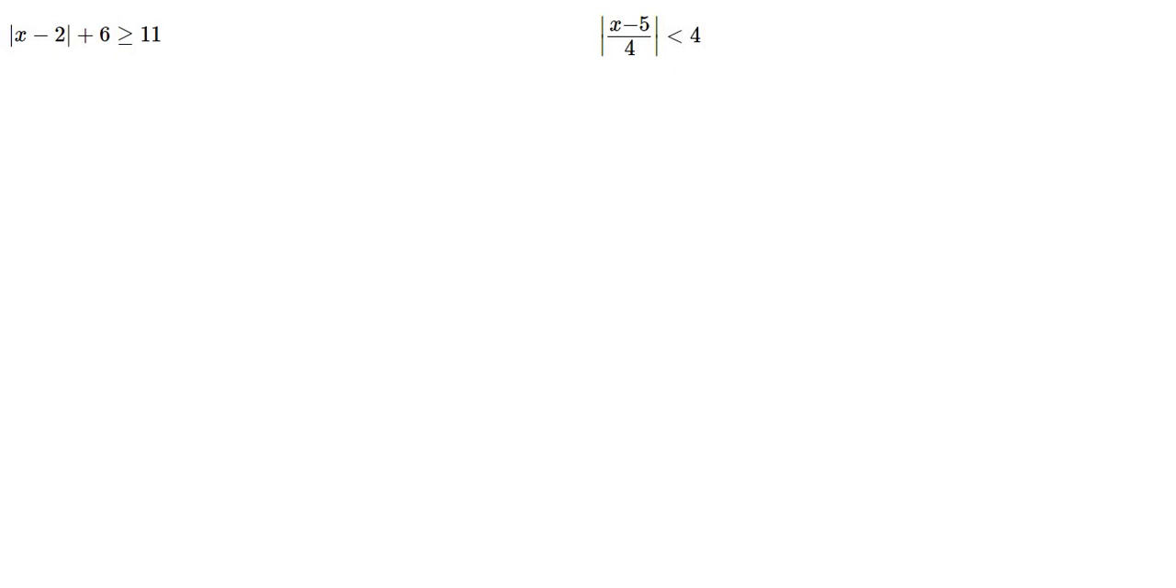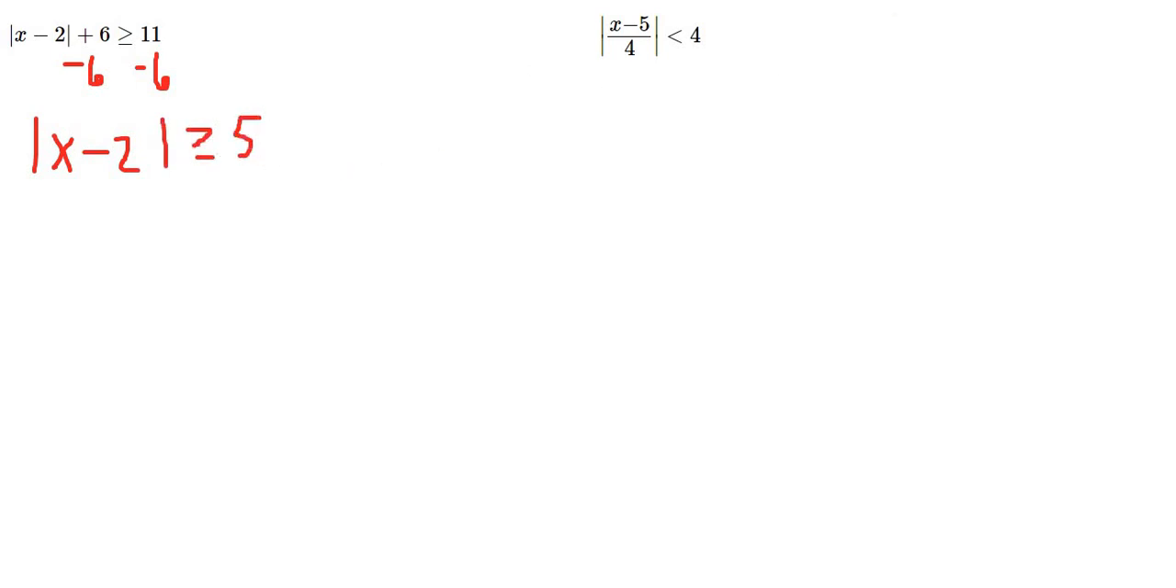So for the first one, to solve an absolute value equation or inequality, we get rid of the stuff that's on the same side of the letter but not inside of it. That's going to be the plus the 6. So the opposite of adding 6 to both sides is to subtract 6 on both sides. And when we do that, we're going to have the absolute value of x minus 2 is going to be greater than or equal to 5.